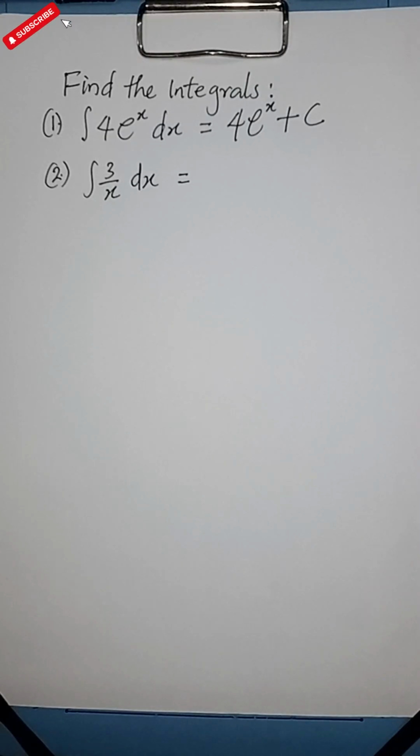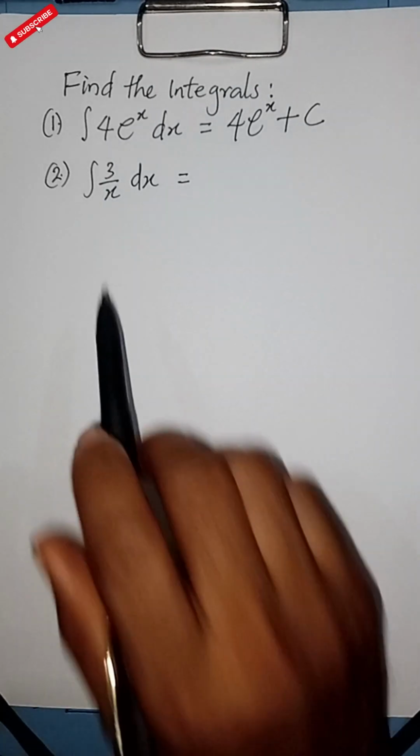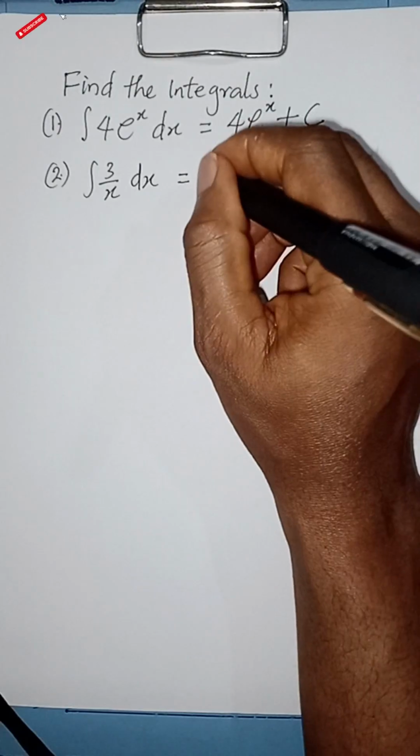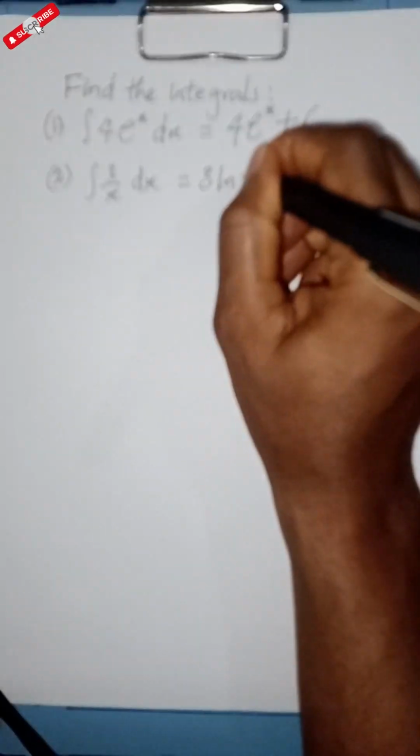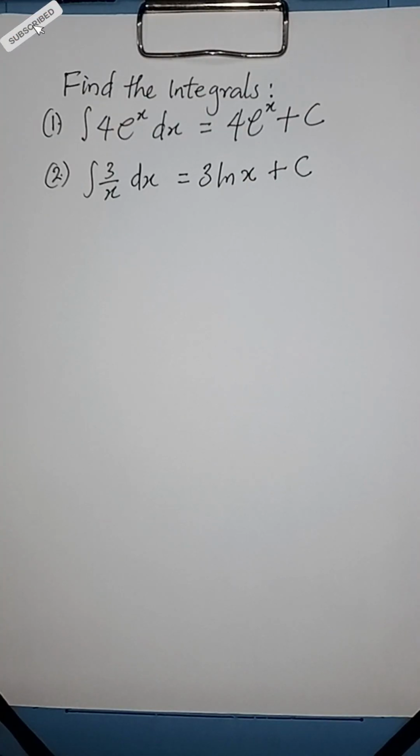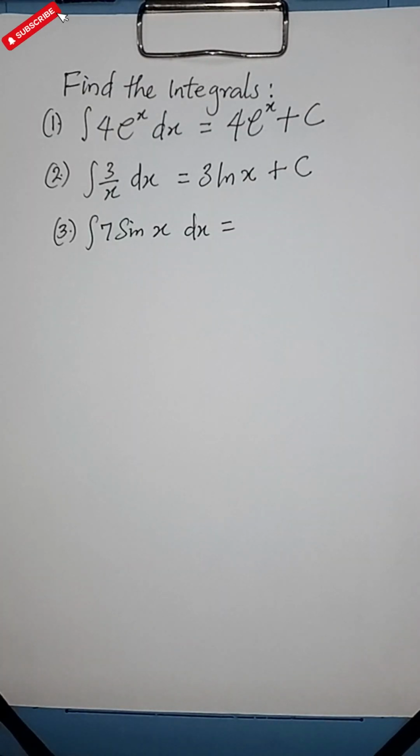Now look at the next question. Integral 3 divide x dx. Now remember the standard integral for 1 divide x, it is ln x. So this 3 divide x will simply be 3 ln x plus your arbitrary constant. That's all. Very easy. Look at number 3.